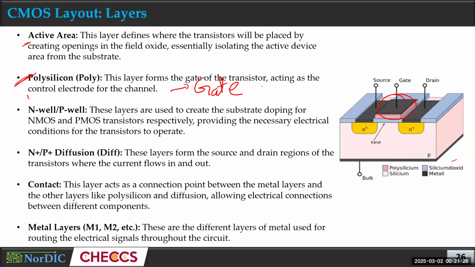Then we have this NOL and POL. NOL and POL actually make the substrate. We know for NMOS, the substrate is P-type, right? So we'll have to use this POL for NMOS.